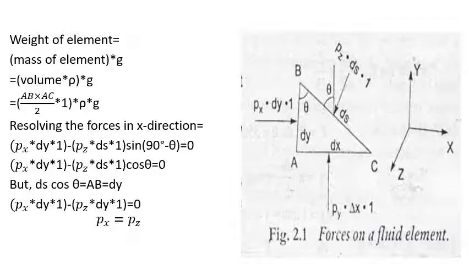But ds cos theta is equal to AB, and that is equal to dy. So now P of x dy into 1 minus P of z dy into 1 is equal to 0. Equating and simplifying this, we get P of x is equal to P of z. That is expression number 1: P of x is equal to P of z.